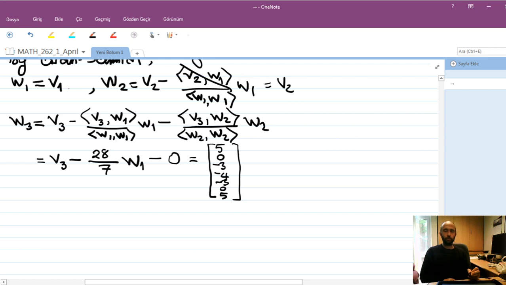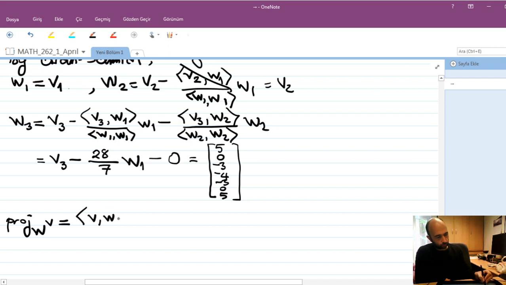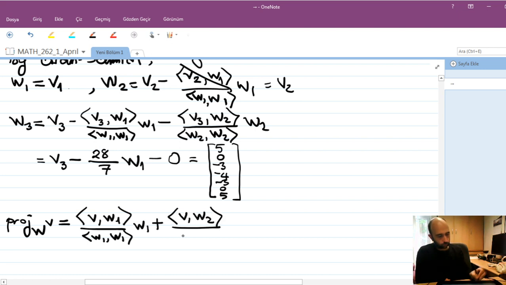Okay, now having computed an orthogonal basis, the next thing to do is to compute the projection. The projection of V along the subspace W is simply (V · W1) over (W1 · W1) times W1, then (V · W2) over (W2 · W2) times W2, and the same for (V · W3).